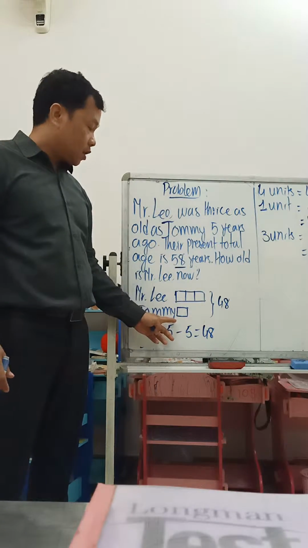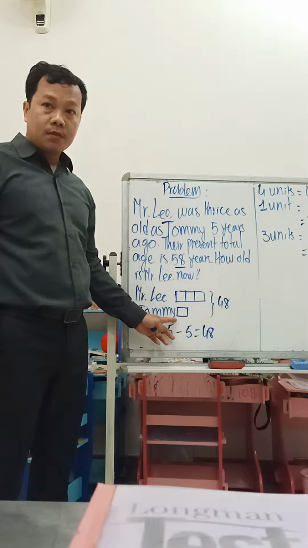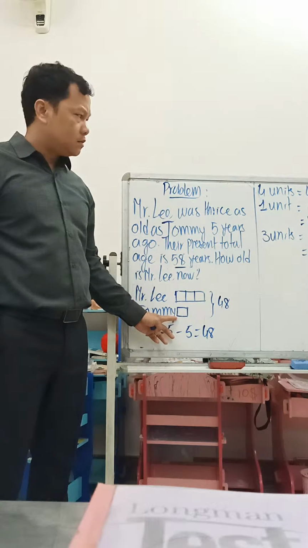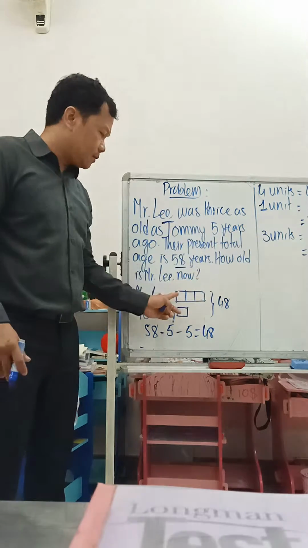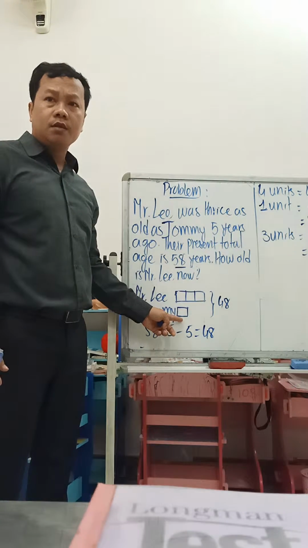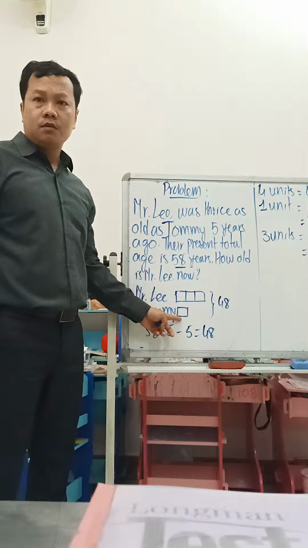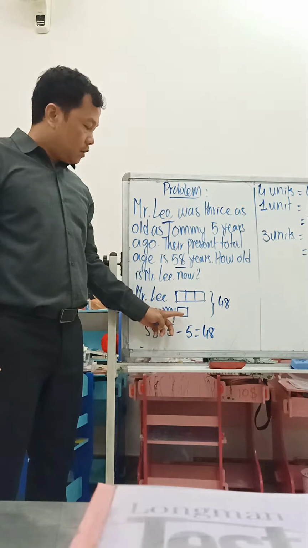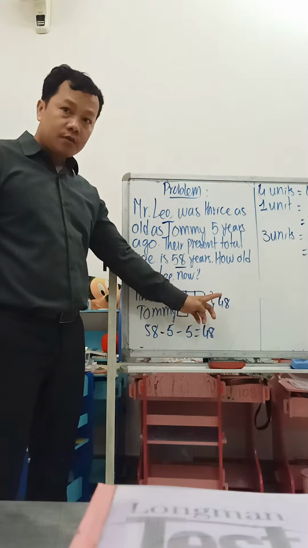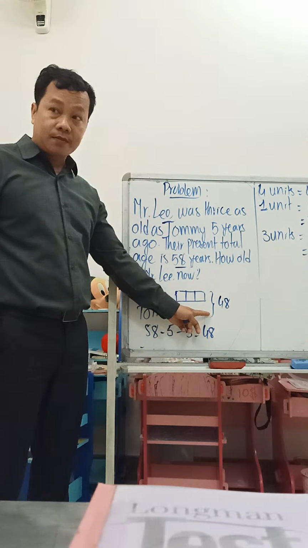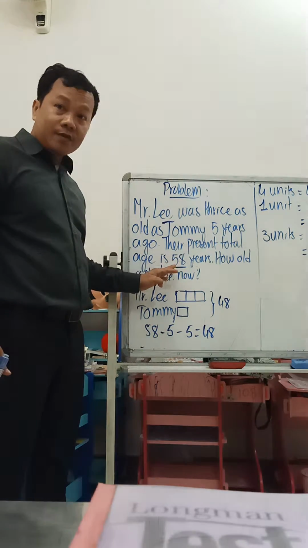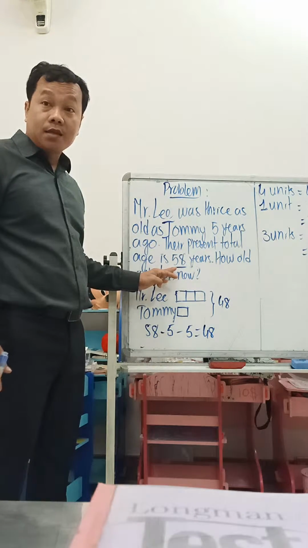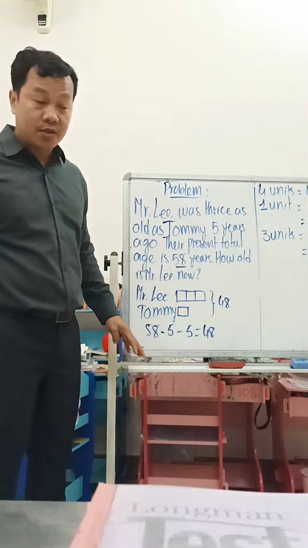What about Tommy? How old is he? Mr. Lee 36, 3 units here. What about Tommy? 12. 12 plus 36 equals 48. But now both of them total 58. 5 years more, right? 5 years later.